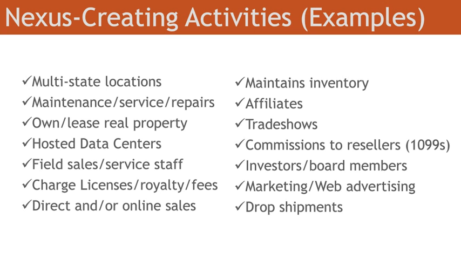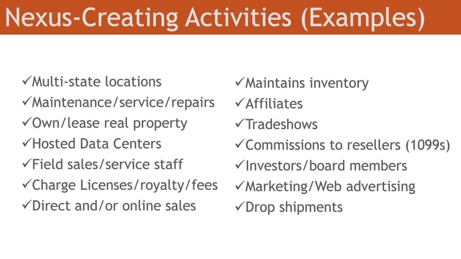So, if you'd like, Carrie, I can run through some of these activities because there's quite a bit of difference and variance state to state, but there's a whole host of activities that can be nexus triggers. Yeah, I think it would be good just to highlight sort of the range of nexus-creating activities. Excellent. So certainly if you own or lease real property, if you have multi-state locations, that is a nexus trigger.